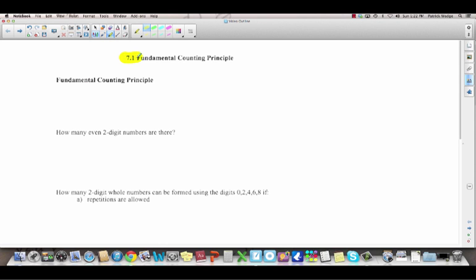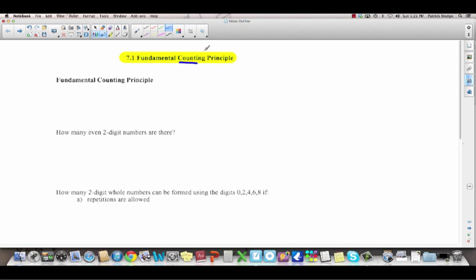Chapter 7, and it starts with the fundamental counting principle. So here we are in your final chapter of high school math. And we're going to finish off by learning how to count. Isn't that great? Kind of like back when you started math. Way back when you learned how to count.